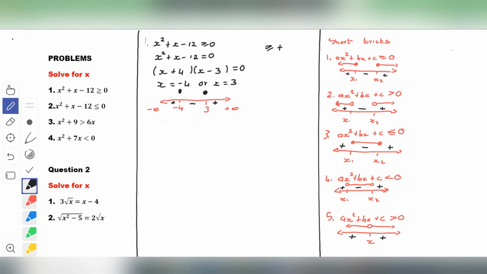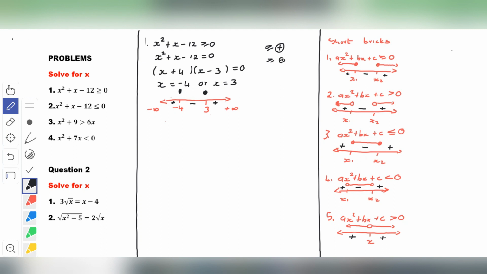Now, as I said, because we have greater than or equals to, it means positive, right? From the timeline that we drew, we need where there is a positive. We find positive where 3 is greater than 0, and also where there is -4 to negative infinity. You can see that we have a positive here, which is represented by greater than or equals to.